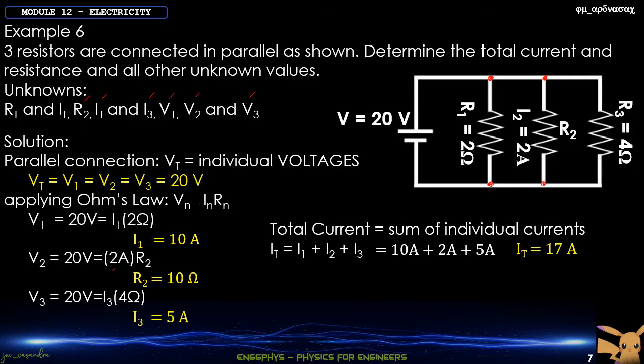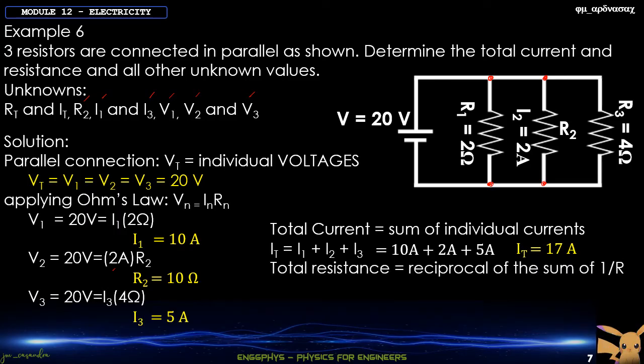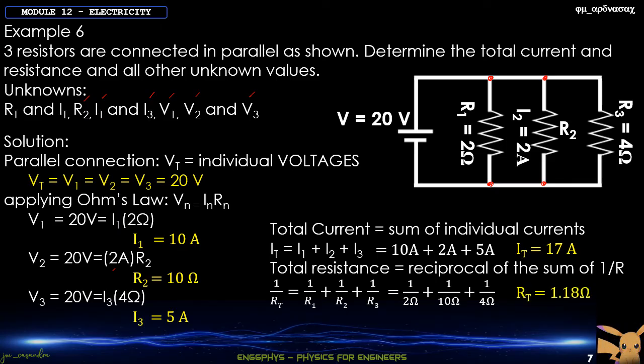And computing now for our total resistance, we could compute it by the reciprocal of the sum of your 1 over R. So we'll have 1 over RT is equal to 1 over R1, which is 2, plus 1 over R2, which is equal to 10, plus 1 divided by 4, which is the resistance of R3. So computing RT now, that is equal to 1.18 ohms.